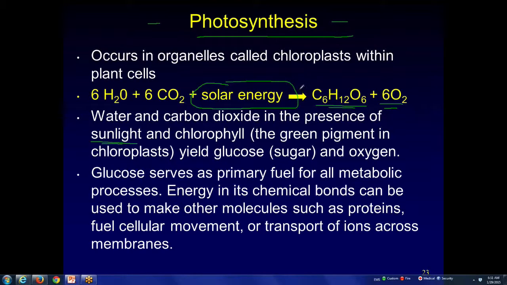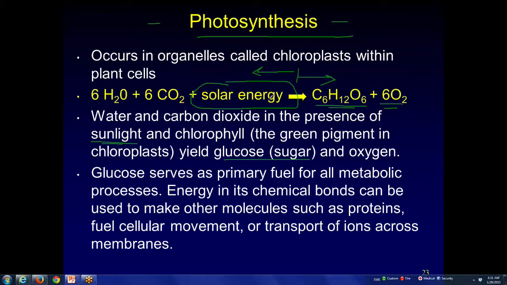All the stuff on the left side of the arrow, guys, that's called the reactants, and everything on the right side of the equation are called the products. Products are what are produced in photosynthesis. Again, so what do we do then with this glucose sugar? Well, this glucose sugar, the C6H12O6, has lots of energy stored in its chemical bonds.